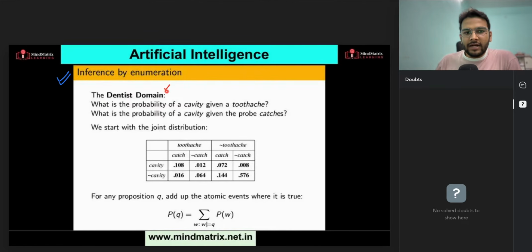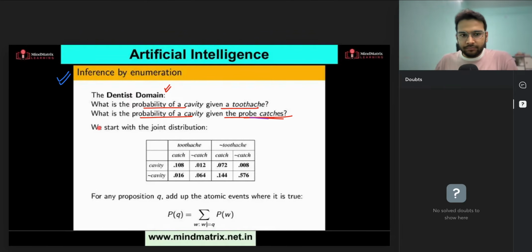So let's understand this dentist domain problem. What is the probability of a cavity given toothache? How can we find it out? Probability of a cavity given the probe catches. Probe catches means that some microbes are there. When you have a cavity, there is a chance you are having microbes present in your tooth, right? Clear? So this is what probe catches means. That means you are able to catch the microbes.